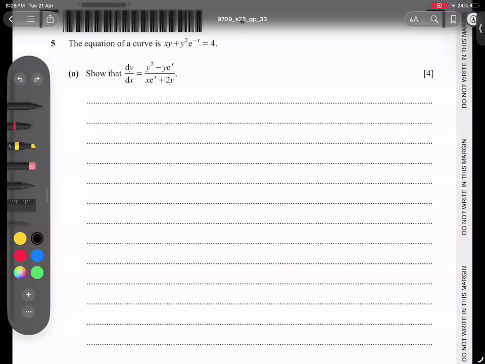Question number 5, students. The topic is differentiation, and we have to convert it into this form. So let's try to do it. First of all, the product rule, which you know very well: U copy V derivative, V copy U derivative. So what is this one? x copy y derivative, which is dy over dx. Now y copy x derivative, which is 1.